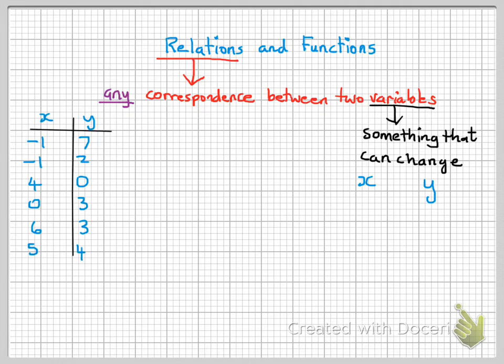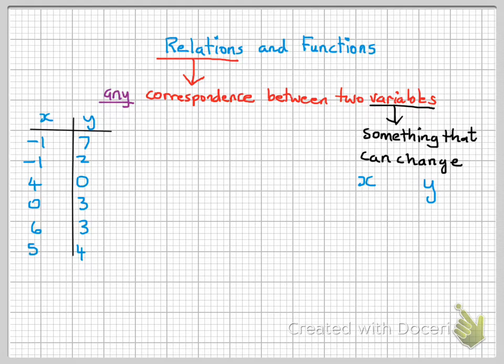So, for example, here is a relation. I have represented it in tabular form. I have a column for the x variable and I have a column for the y variable. And what this relation means is that when the x variable takes on the value of -1, it's related to 7. -1 is also related to 2.